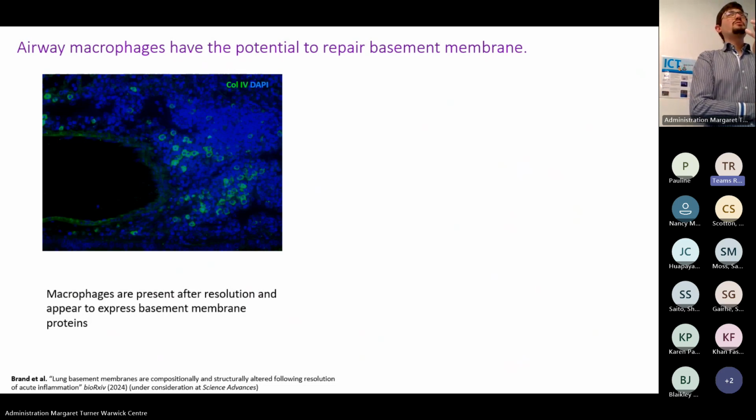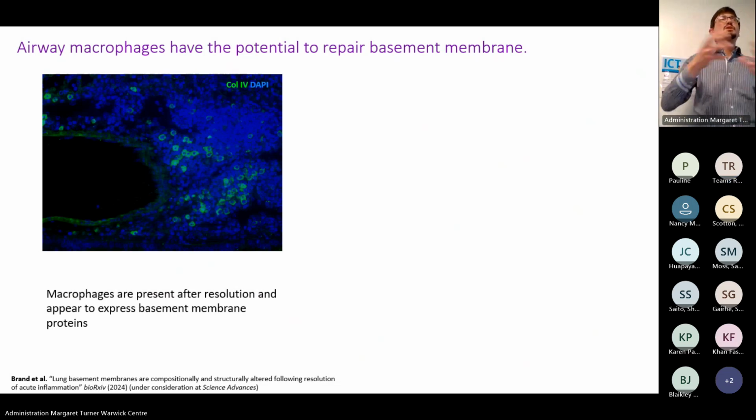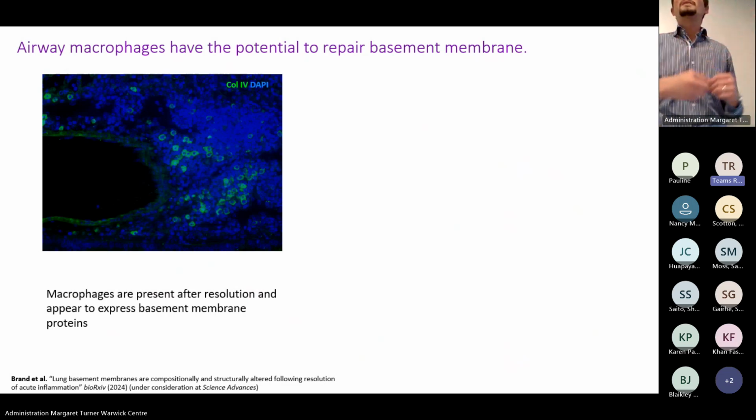They're very well known for damaging basement membranes because they have to extravasate through your arteries and the vasculature, for example, to get to the site that they need to get to in order to deal with pathogens. But they're not very well known for repair. And so the question is, can macrophages repair basement membrane?